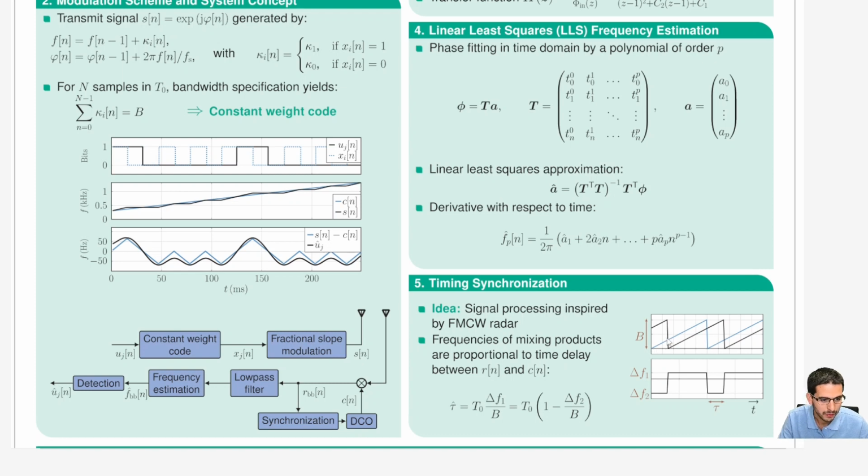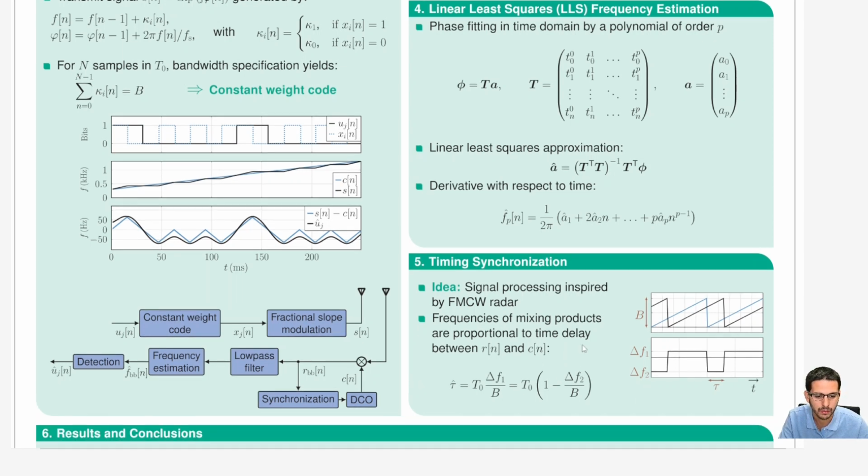Since we know the total slope of the chirp and the total repetition period, we can estimate the timing mismatch between the two of them by evaluating the instantaneous frequency of this mixed signal, of the mixing product of these two chirps. And that way we get this equation for the estimate of the timing mismatch between the chirps.